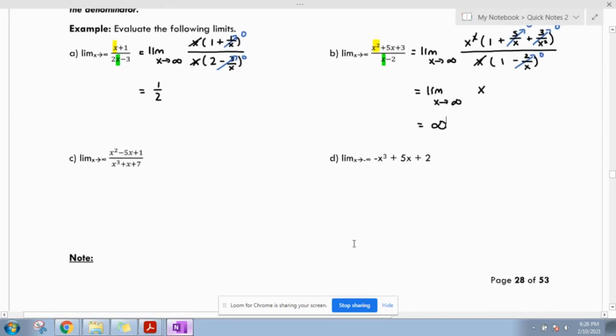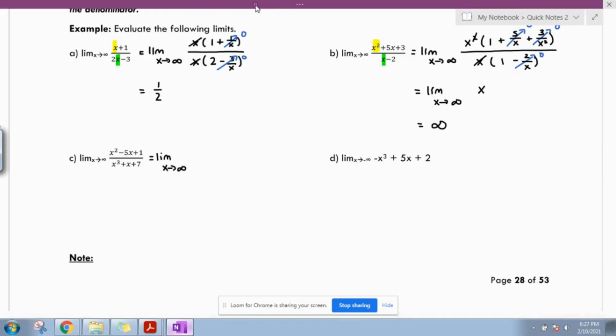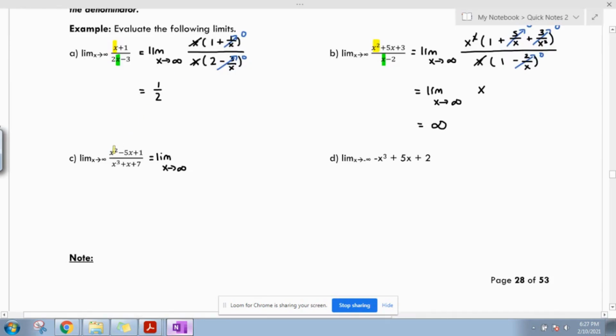So if I'm taking a look at C, we're going to do exactly the same thing. So what I've got there is the limit as x approaches infinity for x squared minus 5x plus 1 divided by x cubed plus x plus 7. Again, we're going to notice what's the highest power that we have for x in my numerator and my denominator. So I'm going to start off with the limit as x approaches infinity. And in my numerator, x squared is the highest power of x.